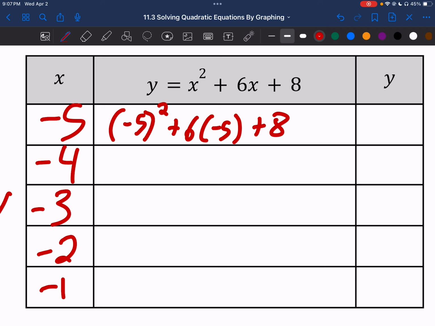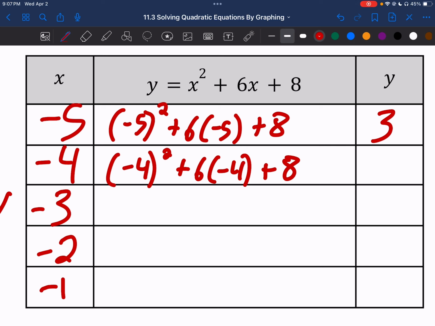So you're going to substitute this into your calculator or do the math yourself. 25 minus 30 is negative 5, plus 8 is a positive 3. Then you're going to substitute in negative 4 squared plus 6 times negative 4 plus 8. Negative 4 squared is 16. Minus 24 plus 8 is going to give you 0.